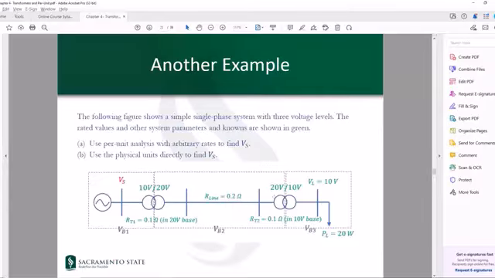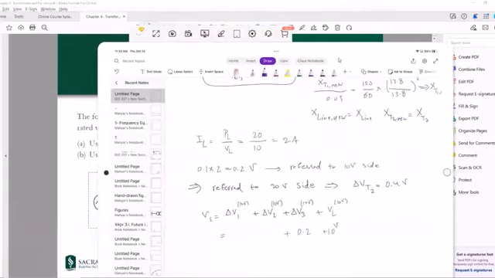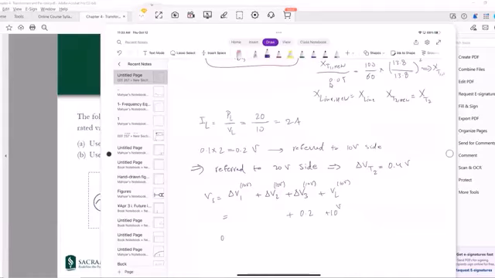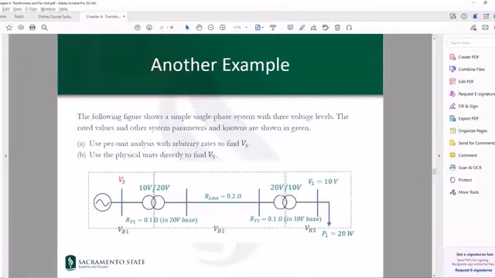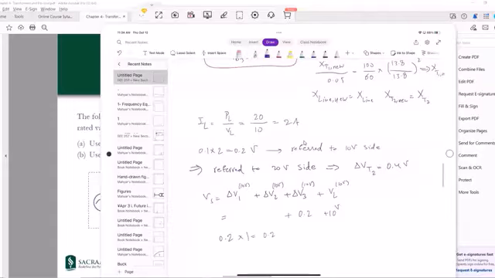Now, how much will be the voltage drop here referred to the 10 volt side? This is 0.2 referred to the 20 volt side, right? You have to multiply 0.2 times the current on the 20 volt side. The current on the 20 volt side is 1 amp, correct. That becomes 0.2, but this is referred to the 20 volt side. If you refer it to 10 volts, you should take half of it. In other words, delta V2 referred to the 10 volt side is 0.2 divided by 2, which is 0.1.